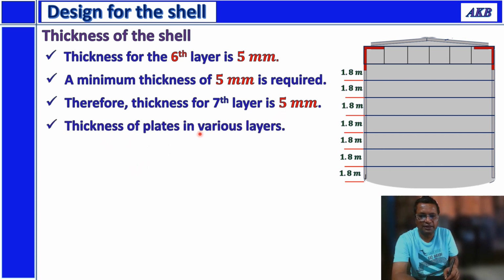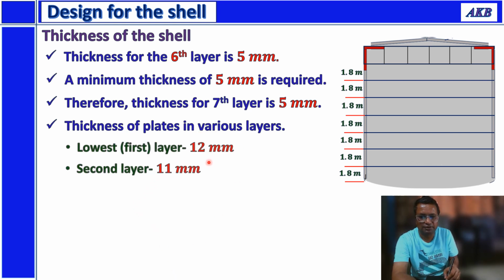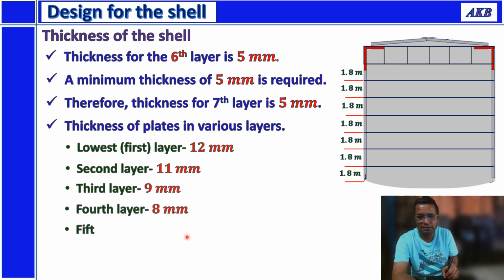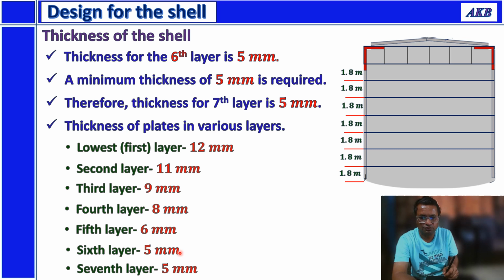So thickness of plates in various layers, now we have calculated. Lowest layer, that is first layer, it is 12 mm. For the second layer it is 11 mm. For the third layer it is 9 mm. Fourth layer it is 8 mm. Fifth layer it is 6 mm. Sixth layer is 5 mm, and seventh layer is also 5 mm.